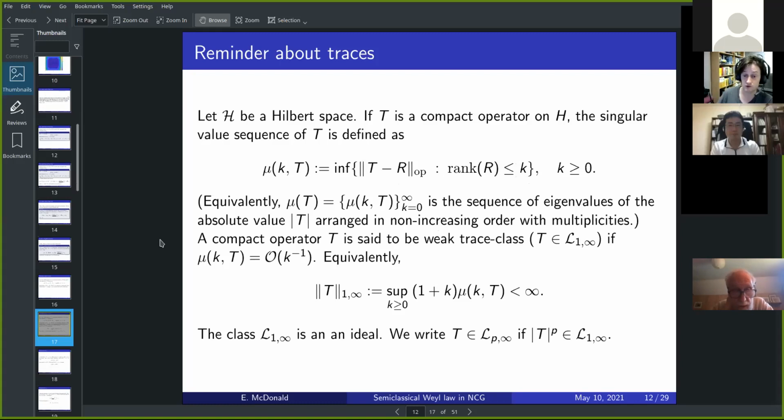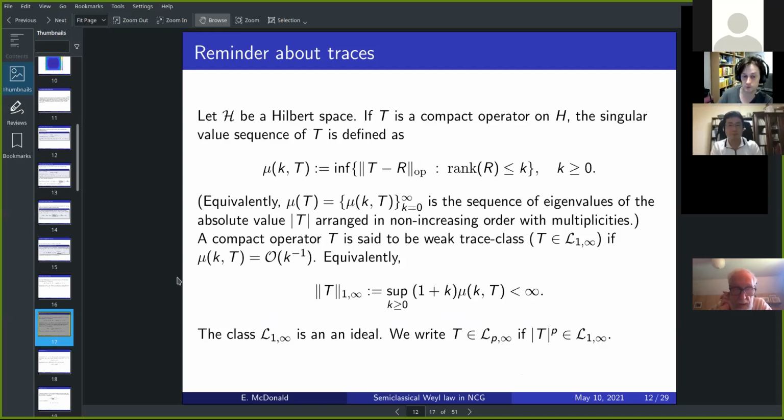So the weak trace class, L^{1,infinity}, consists of those compact operators such that mu_k(T) is big O of 1 on k. Or if you like, the sup of (1 plus k) mu_k(T) is finite. This is an ideal of the algebra of all bounded linear operators. And similarly, there's L^{p,infinity} when the singular values go like k to the power 1 on p, or rather if the absolute value of T to the power p is in L^{1,infinity}. In the language of Connes' quantized calculus, these compact operators are called infinitesimals, and L^{1,infinity} are the infinitesimals of order 1, and L^{p,infinity} are the infinitesimals of order p.